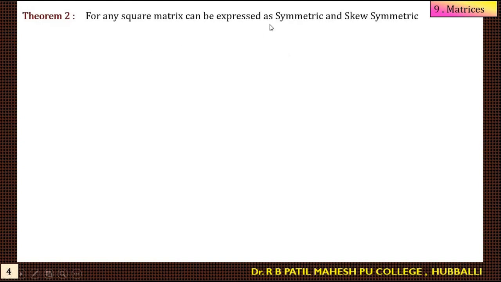Now we have another very important theorem. Any square matrix can be expressed as a symmetric and skew symmetric matrix. That means if we have any square matrix, that square matrix can be written as a sum of a symmetric type matrix plus a skew symmetric type matrix. Now let me see the proof of this.